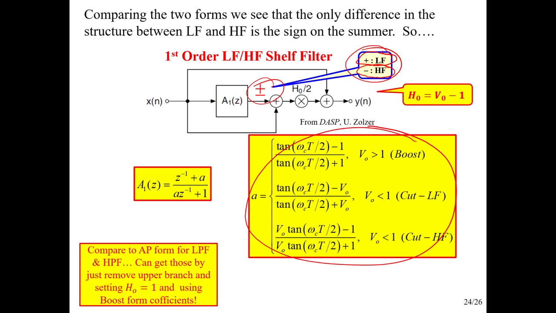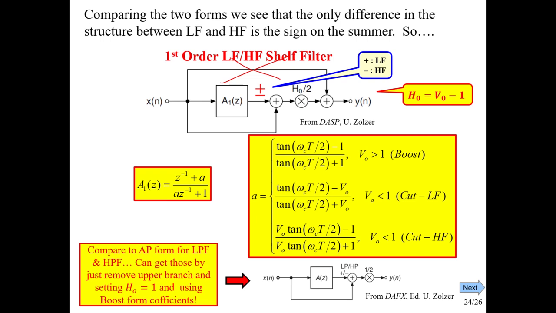Now, it gets even better than that. If we look at this and we say, if we remove this upper leg, we end up getting something that looks like that, and we replace H0 by 1, now we get the low pass and high pass. So one little module would allow us to get all of these different filters. It's just a very, very nice structure and makes it very simple to implement these things. All right, so those are shelves.